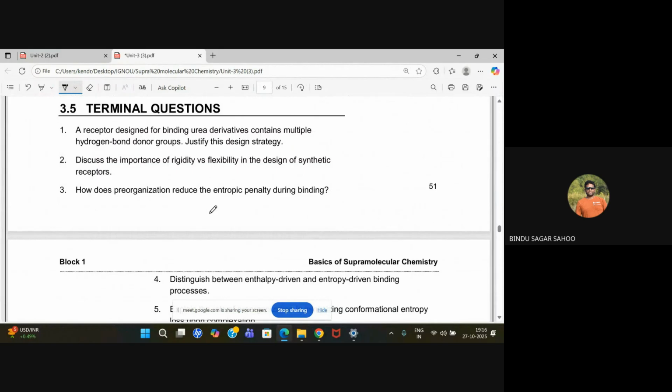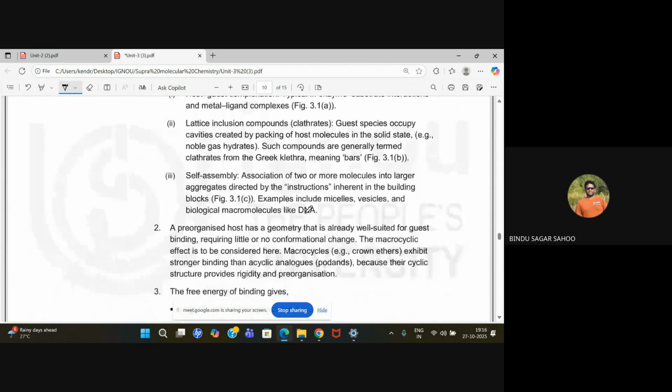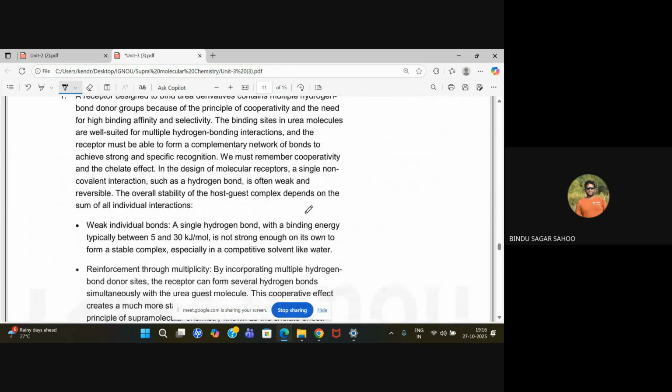So these are the terminal questions you can discuss or write in your notebooks also. A receptor designed for binding urea derivatives contains multiple hydrogen bond donor groups, particularly in urea, the NH2 group is present. So when there is NH2, particularly the nitrogen and hydrogen atoms, they can form hydrogen bonds with other urea molecules.